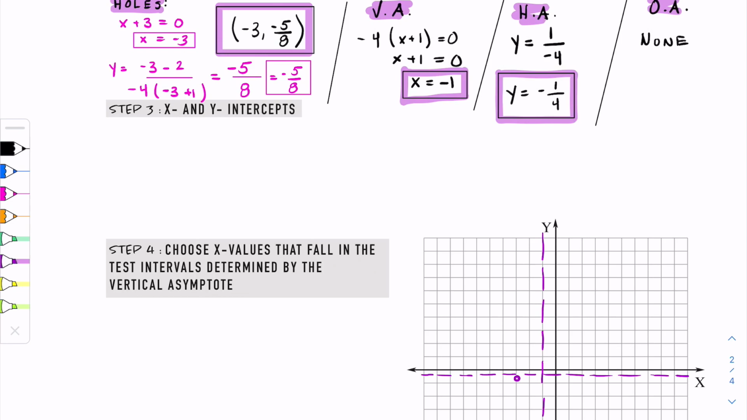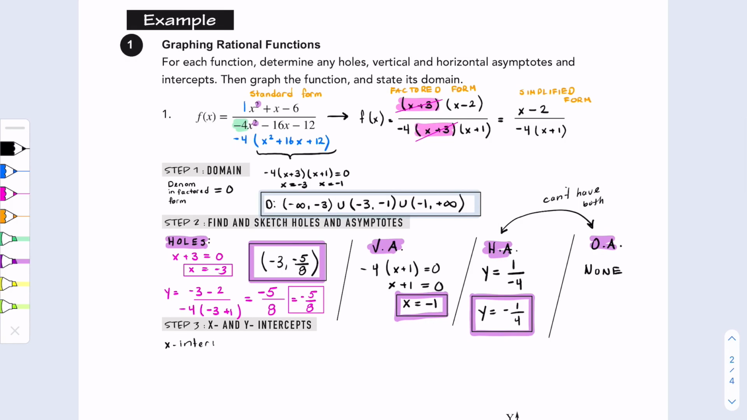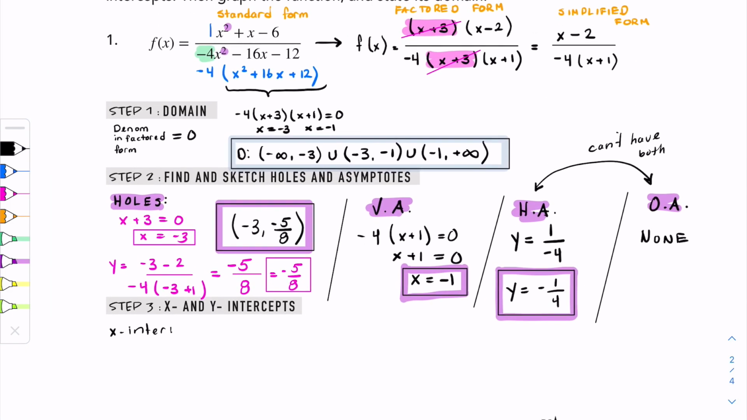Step 3 is to find the x and y intercepts. We'll start with the x-intercept. The x-intercept is identified by the simplified form. And within the simplified form, you're looking at just the numerator. You're going to set the numerator equal to 0, and you're going to solve for x. In this case, x equals 2, which indicates the x-intercept is at 2, 0. I think I said -2. It's at +2.